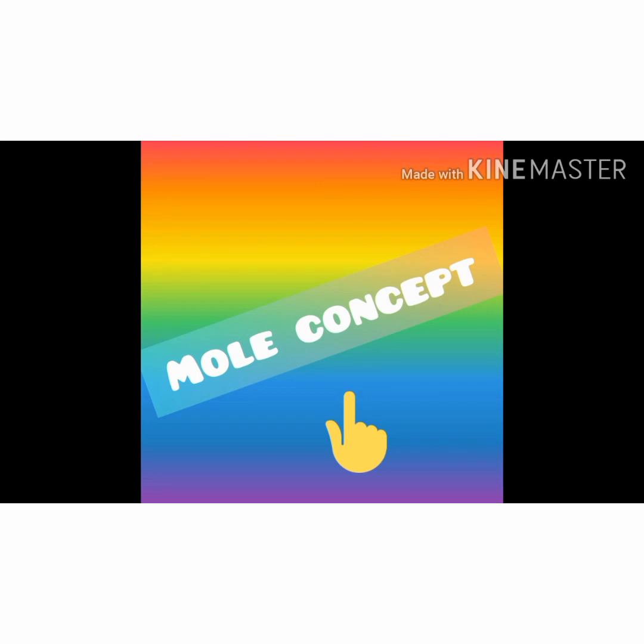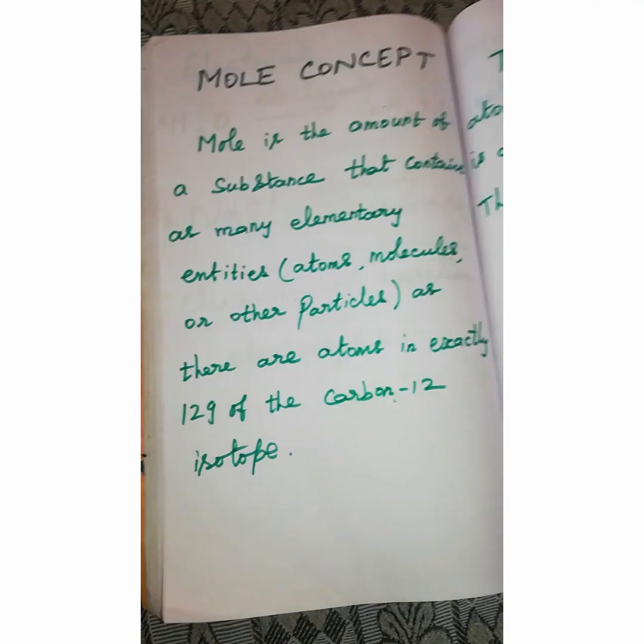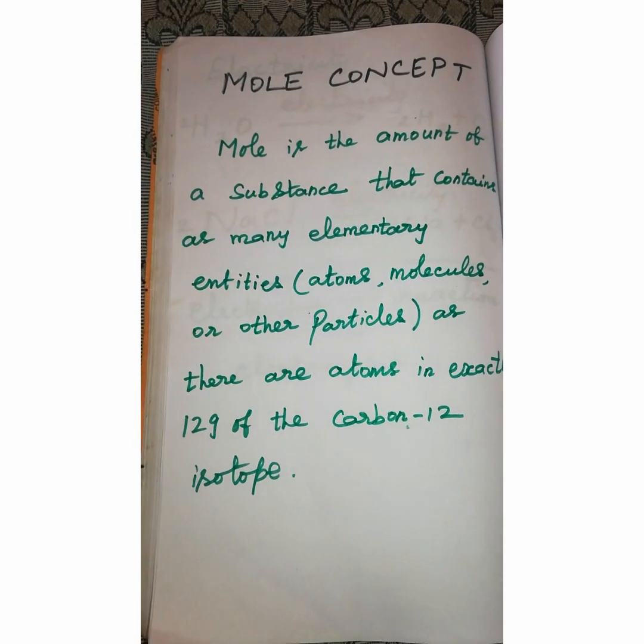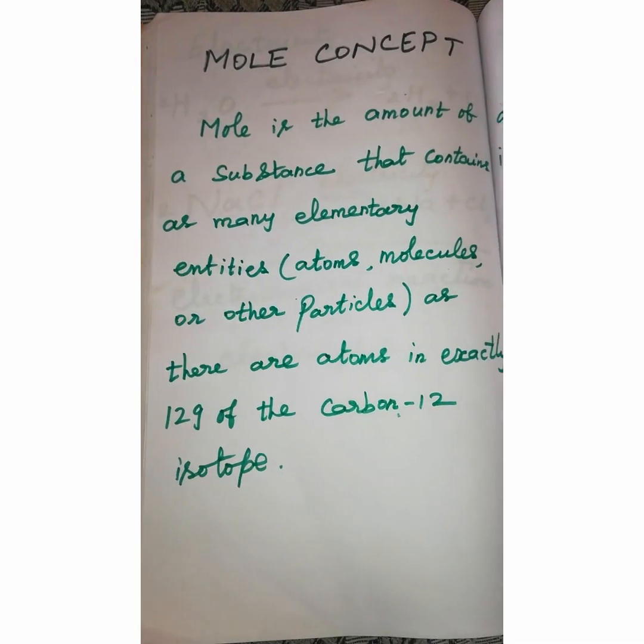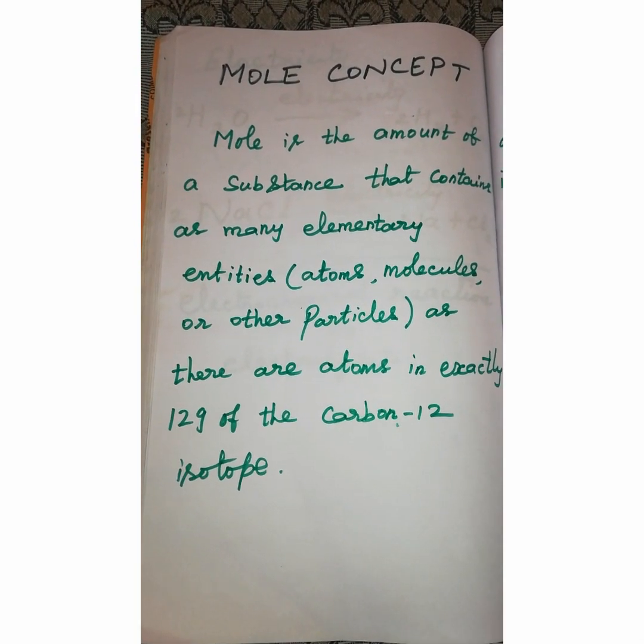The idea of a unit to denote a particular number of objects is not new. For example, the pair and the dozen. Pair means 2 items, dozen means 12 items, and these are all familiar units. Chemists measure atoms and molecules in moles. So, we can now understand that mole denotes a number of particles.